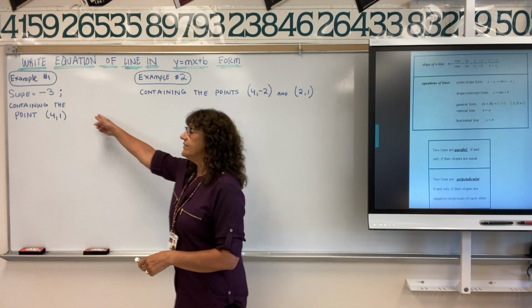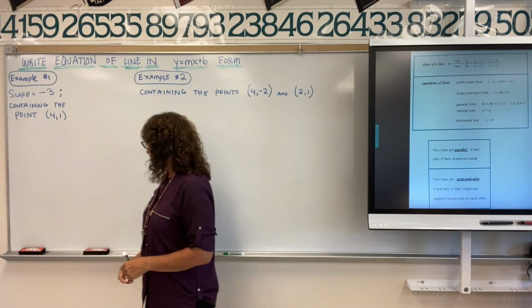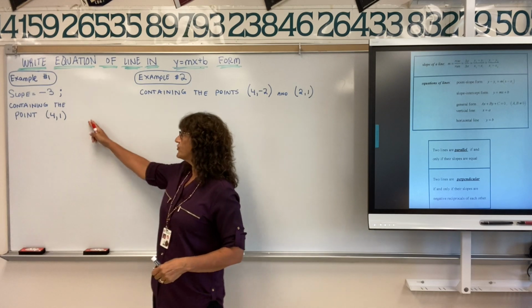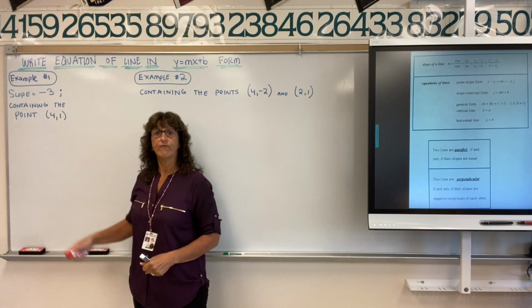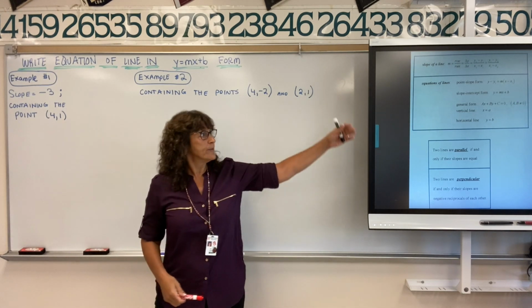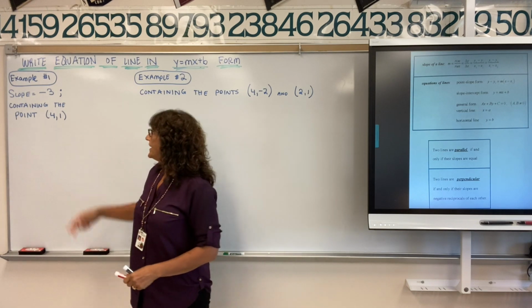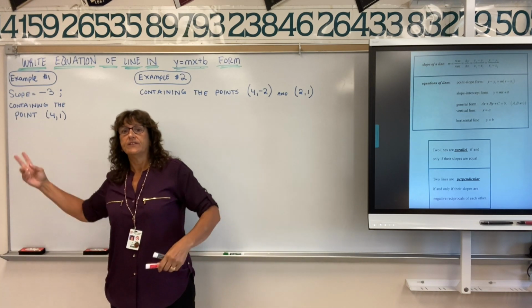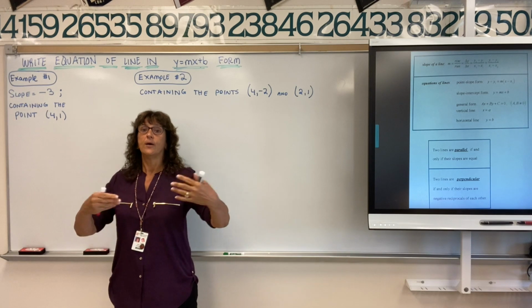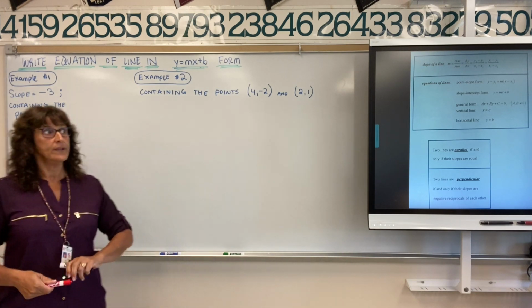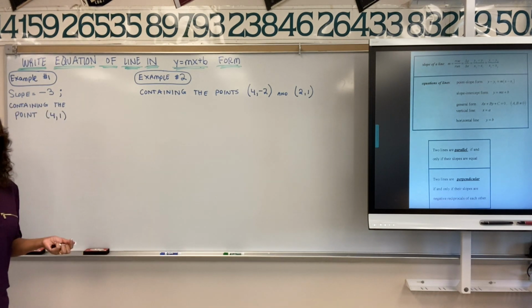Example number 1 gives us the slope is -3. And it also wants us to write the equation of the line containing the point 4, 1. So which form is our go-to form here? They tell us the slope, they tell us the point, let's use point slope form. If they give you the point and the slope, let's use point slope form.